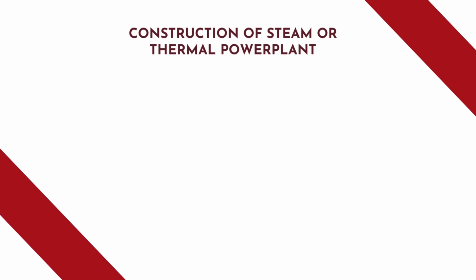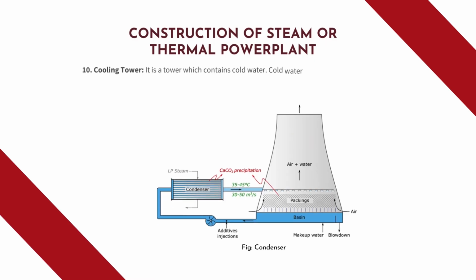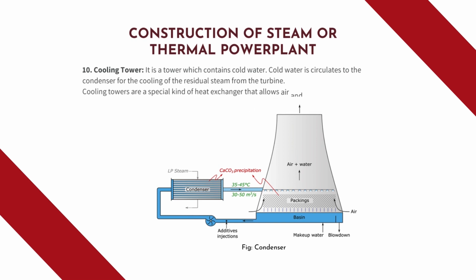Next, a very important component of the thermal power plant is the cooling tower. It is a tower which contains cold water. Cold water is circulated to the condenser for the cooling of the residual steam from the turbine. Cooling towers are a special kind of heat exchanger that allows air and water to interact with one another to lower the temperature of hot water.